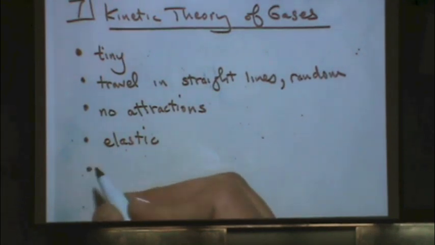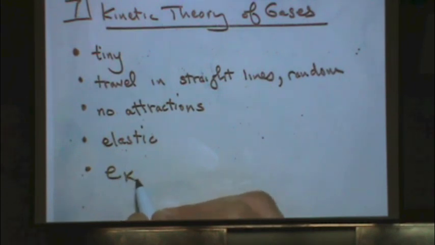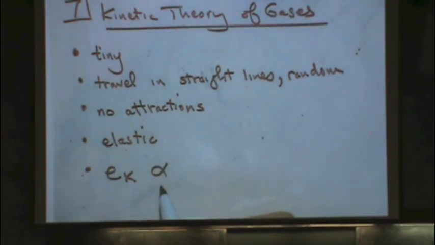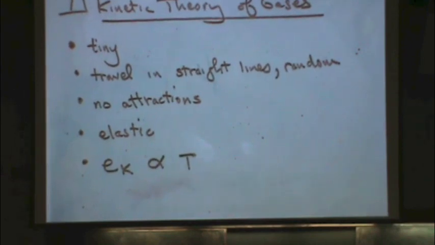And then number 5, the kinetic energy, which we symbolize in the textbook, so I just follow the textbook symbol, E sub K. What does this wiggly symbol mean? It's proportional to, not alpha; alpha is this. See the difference? Kinetic energy is proportional to temperature. Let me take a moment to explain this one.